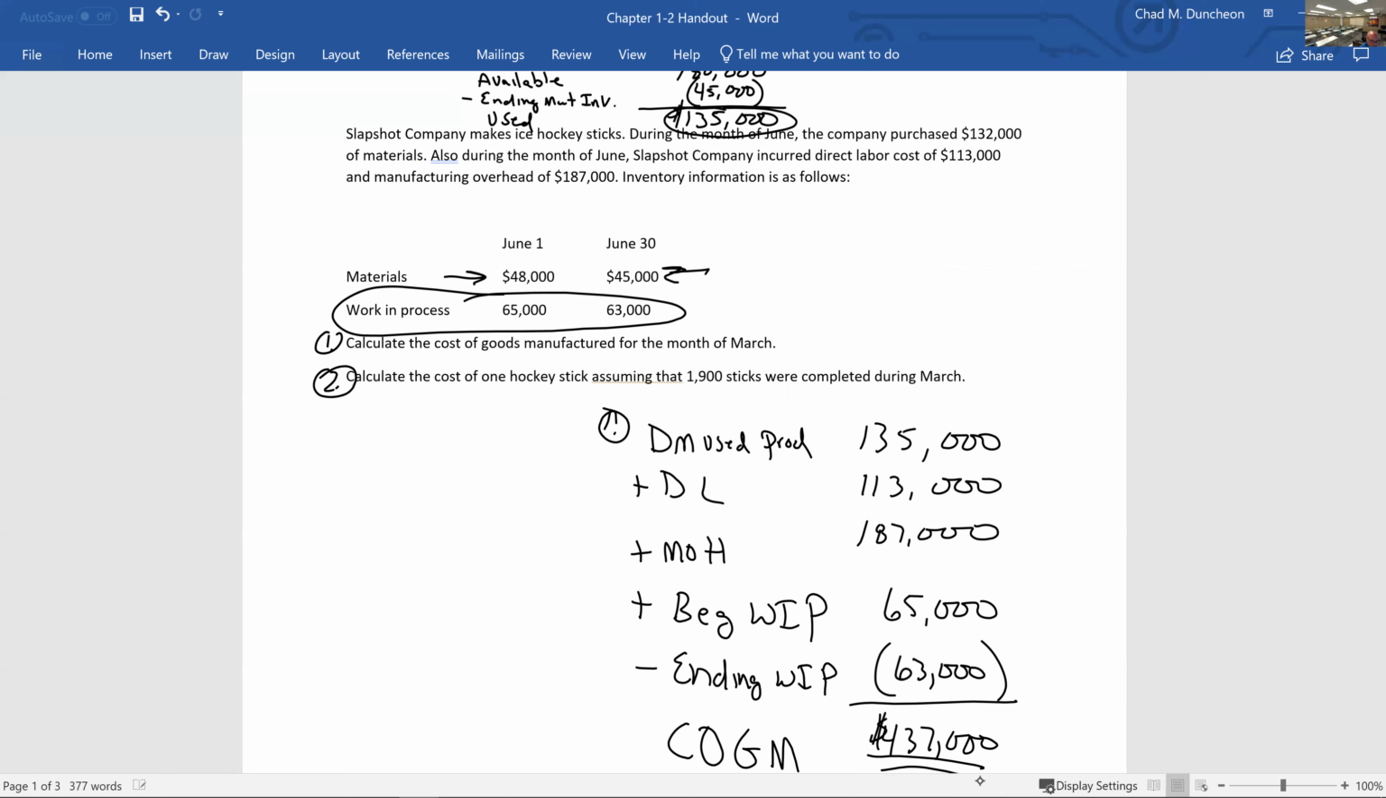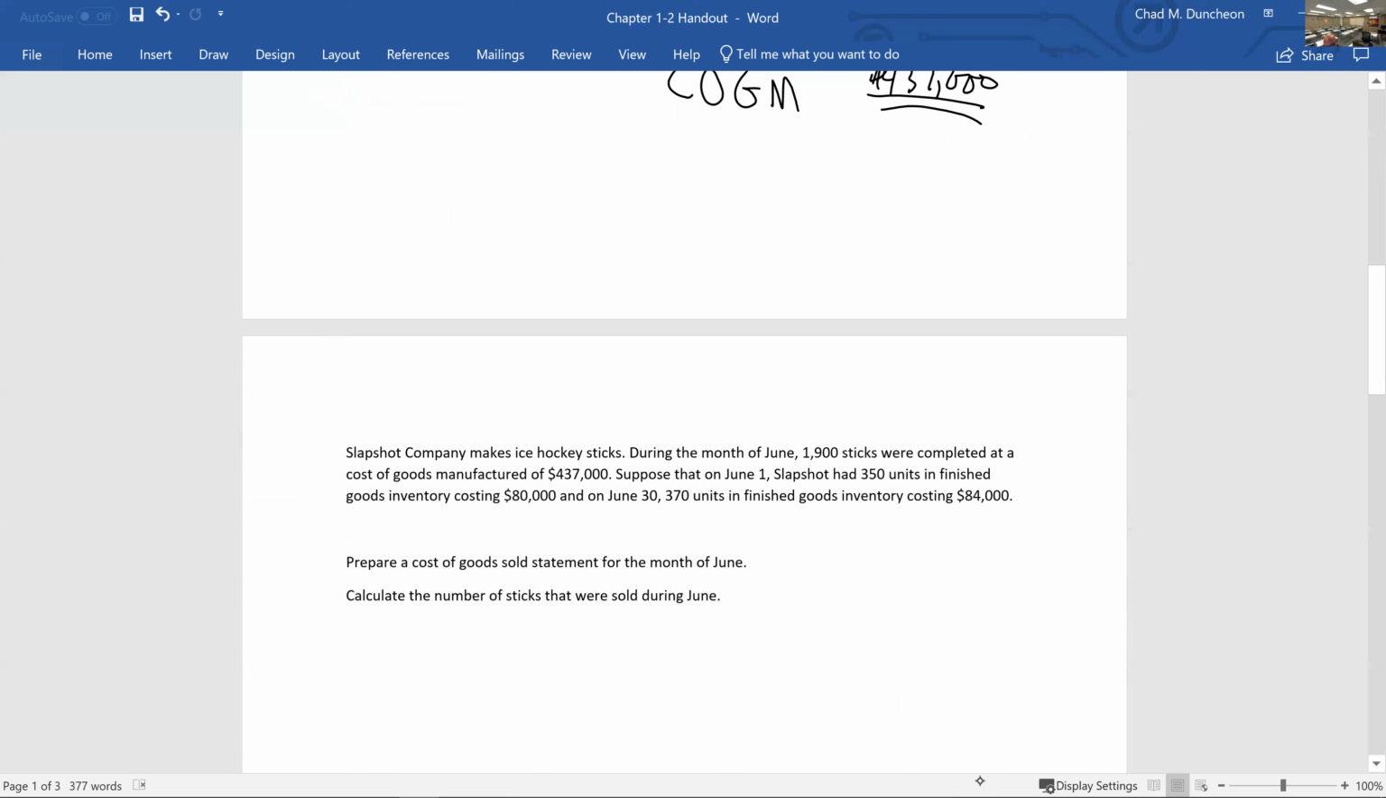Part two here, calculate the cost of one hockey stick. Assuming we made 1,900, 437 was the total cost to produce those 1,900, everything that was finished. So we get $230 per stick. That is what our cost of goods sold would be. Every time we sold one, we would have to expense $230 as our cost of goods sold. So I want to sell this for $400, $370, $350, somewhere in that area. All right, next page.